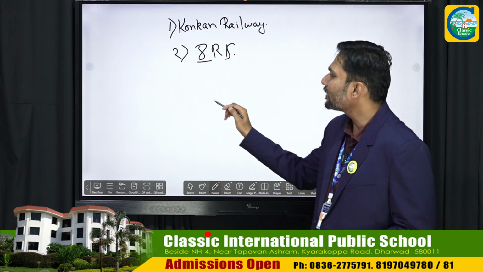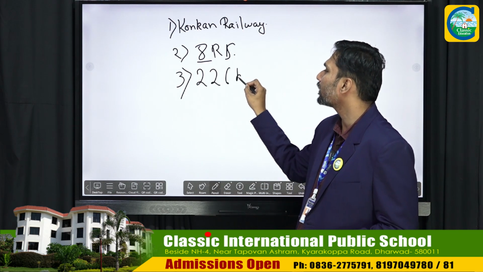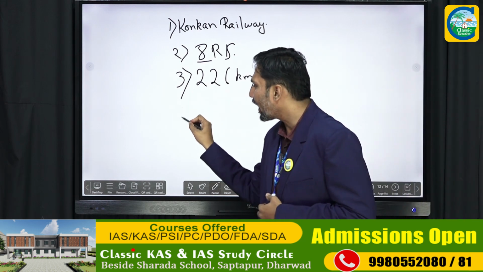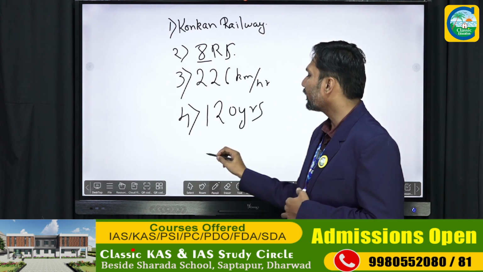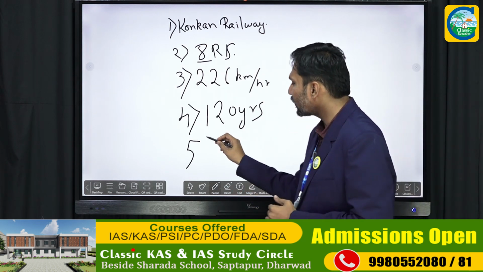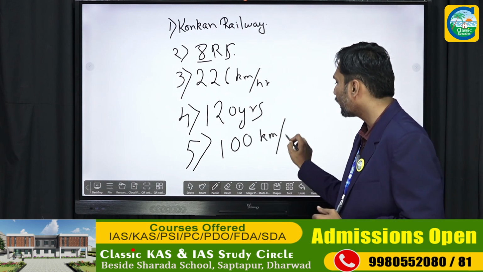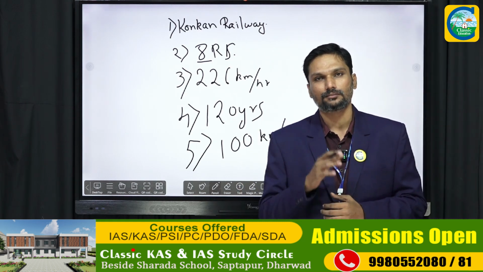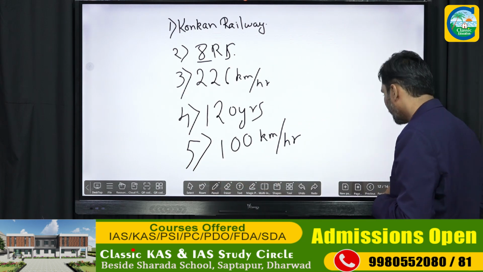Is that understood? And this bridge can withstand wind speeds of up to 226 kilometers per hour. That is the strength of this bridge, and the life of this bridge is guaranteed to be 120 years. The maximum speed at which trains can travel over this bridge is 100 kilometers per hour. Is that understood? This is one of the most important points for this month's June issue.